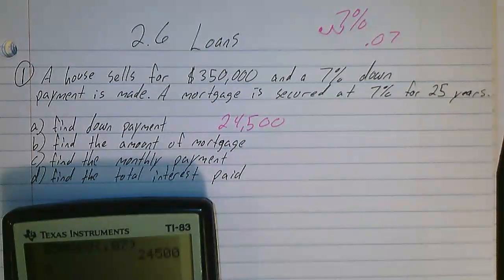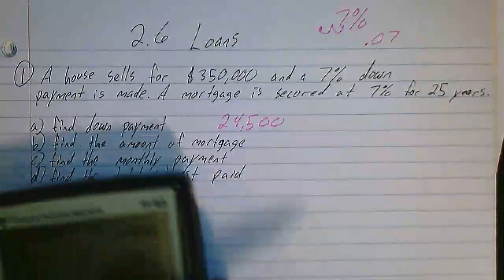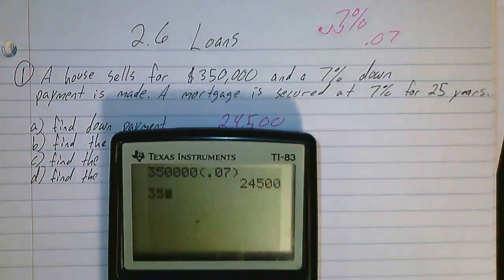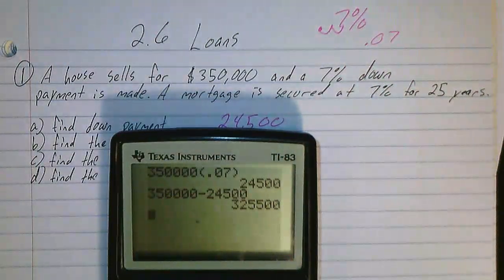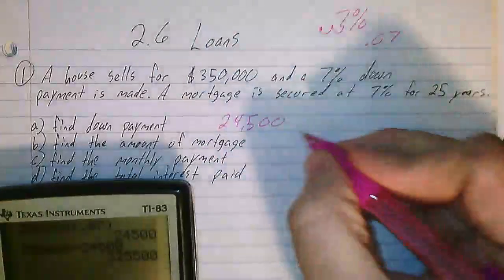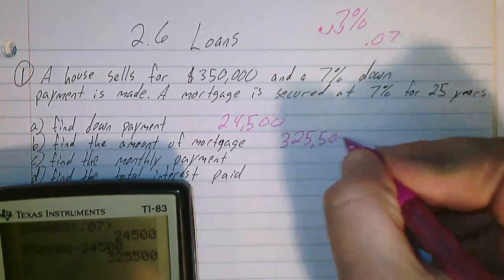Find the amount of mortgage. So the mortgage is the loan that we're going to take out. We have already paid this much towards the house. So take $350,000 and subtract the down payment. And this is the money that we don't have. This is what we will take out a mortgage on. Part B, $325,500.